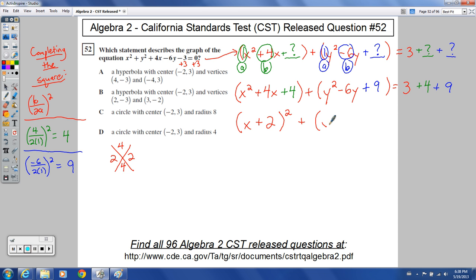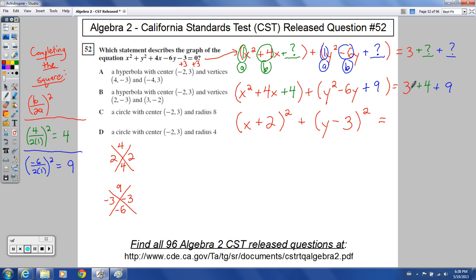Over here I would have y, and then this one would have to be, to get a positive product but a negative sum, it would have to be a minus right here. And then that one's got to be, there we go. Y minus, if you think of doing that, we've got product of positive 9, but a sum of negative 6. It's got to be negative 3 and negative 3 for that to happen. So you have y minus 3, that whole thing is squared.